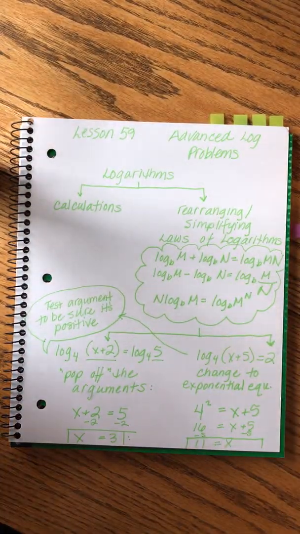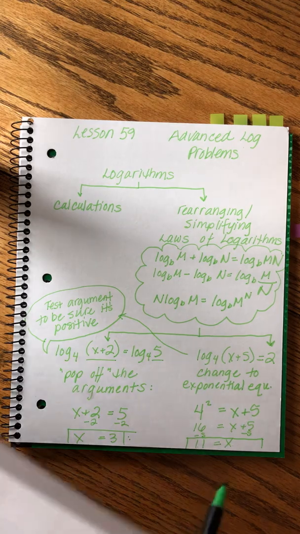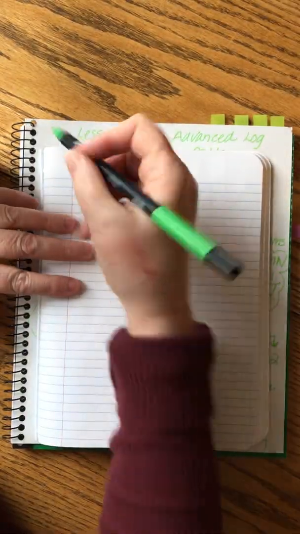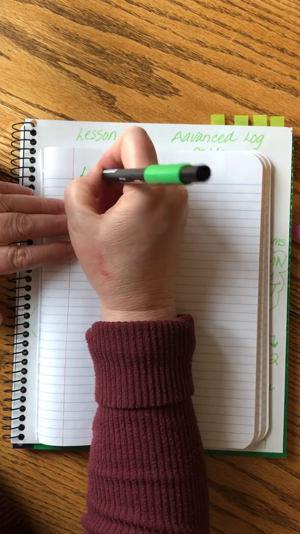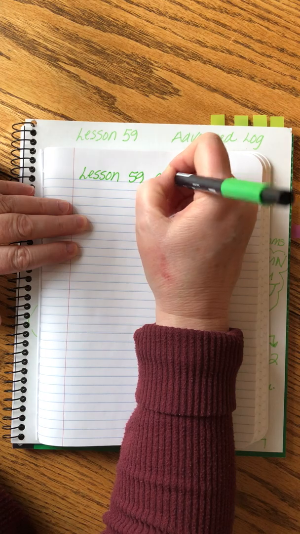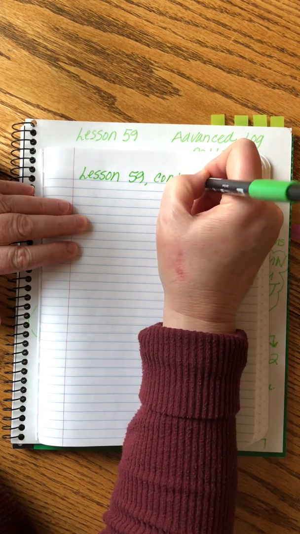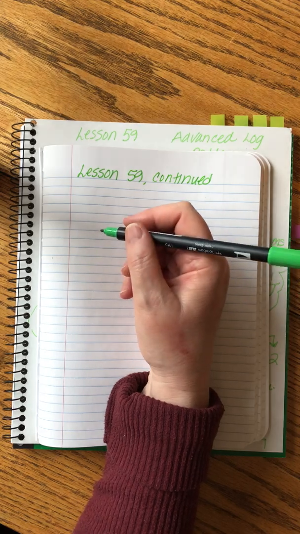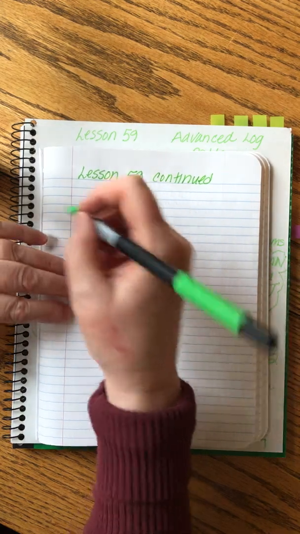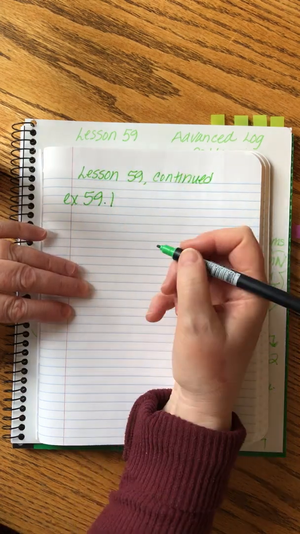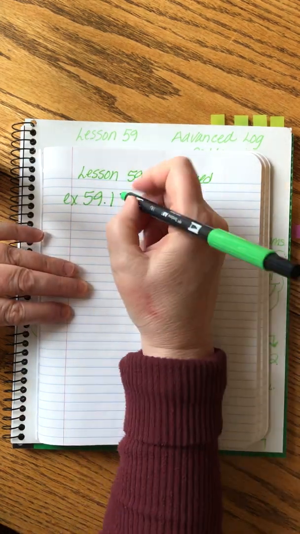Okay. Look, it's new notebook day. And I'm using this smaller notebook. This is lesson 59, continued. Okay, so let's do the first example. Those problems that I showed you were just like illustrations. Can we call them illustrations? Solve. Ready?